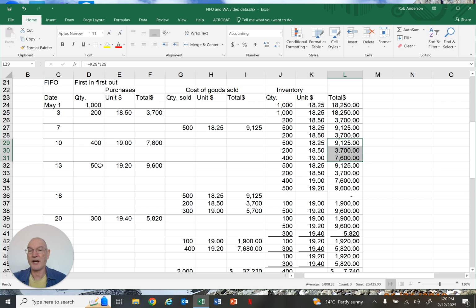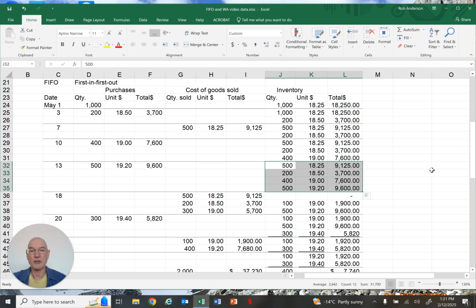Now, we go ahead and we buy another 500 for $19.20 on May 13. So now we are keeping track of 4 different costs of inventory. 500 remaining from our original, 200 from May 3, 400 from the May 10 purchase, and 500 from the May 13 purchase. So you can see here how you have to keep track of so many of these. But sooner or later you're going to sell some. So we're going to sell some.